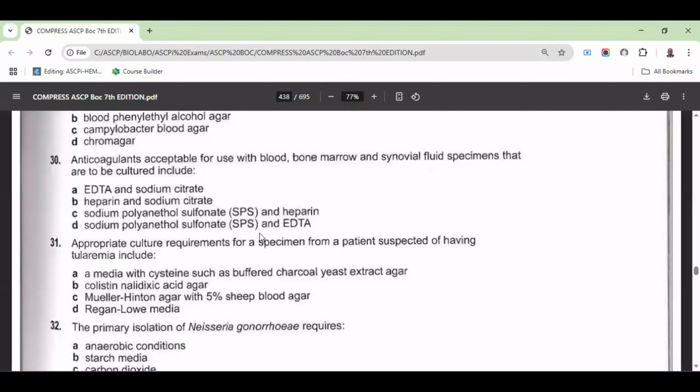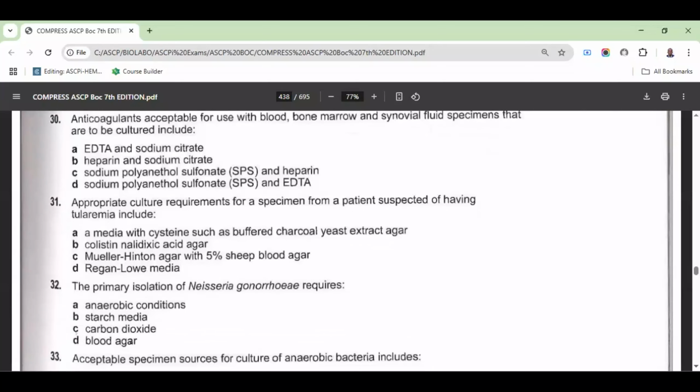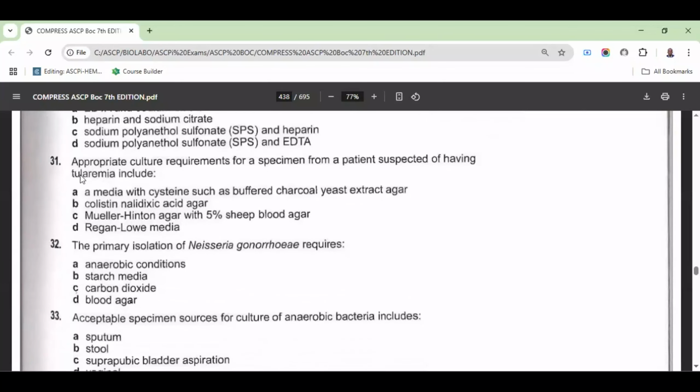Okay, now we have appropriate culture requirements for a specimen from patients suspected of having tularemia. Now we have Francisella tularensis. You remember this bacteria, Francisella tularensis. Now we have very special media here. But there's one thing that I want you to remember from the notes, which I'm sure you read before. Which one is used best for tularemia? Remembering this is Francisella tularensis.